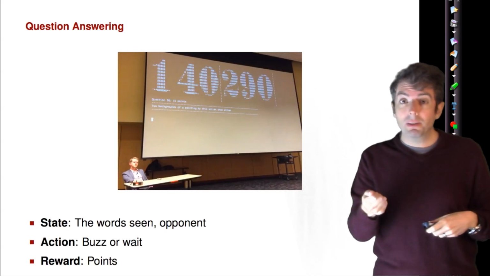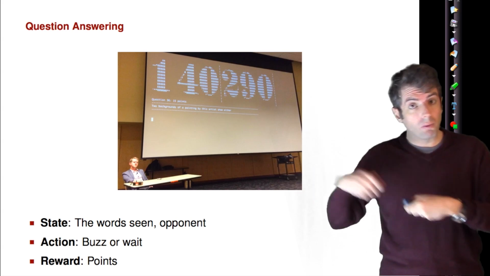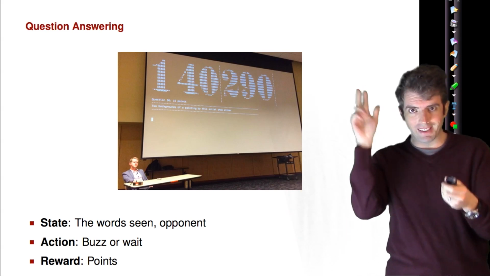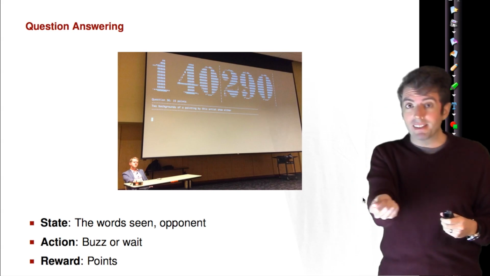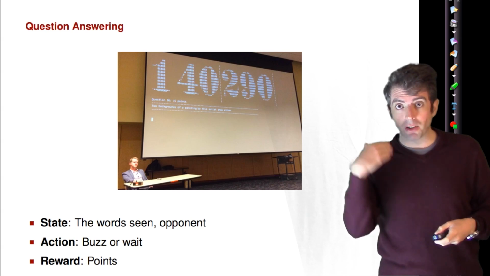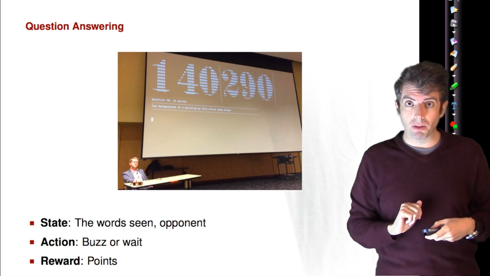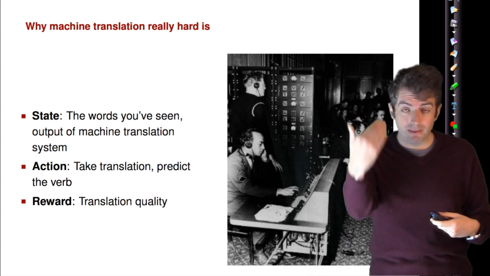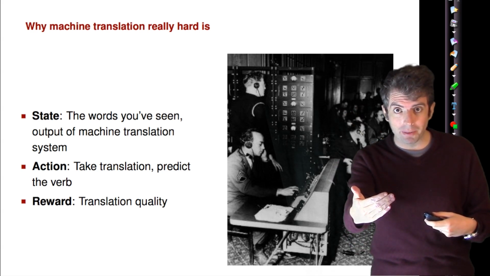And so here the action space is very simple. You either wait for more information or you answer the question. This is called buzzing in the terminology. And because it's a game, there's a very nice formulation as a reinforcement learning problem where the points that you get become your reward. Machine translation is also a similar reinforcement learning task.